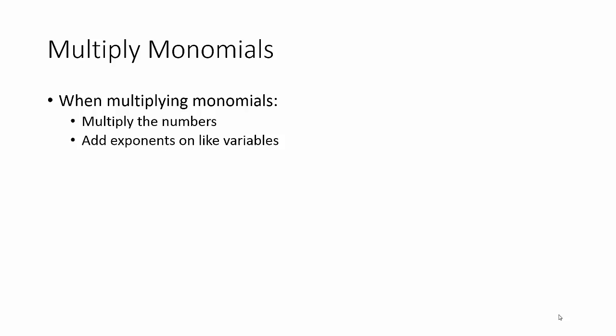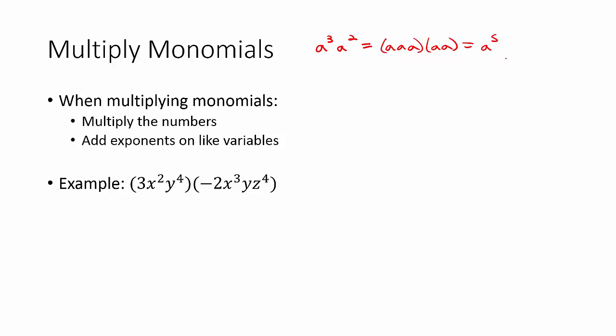When multiplying monomials together, one term times one term, we are going to multiply the numbers and add the exponents on like variables. The reason for this is if we had something like a to the third times a squared, what that really means is we've got a cubed, or 3 a's, and a squared, or 2 more a's, which is a total of 5 a's, a to the 5th power. So when we're multiplying variables, we add the exponents on the variables.